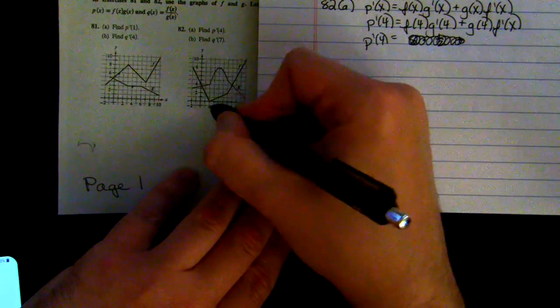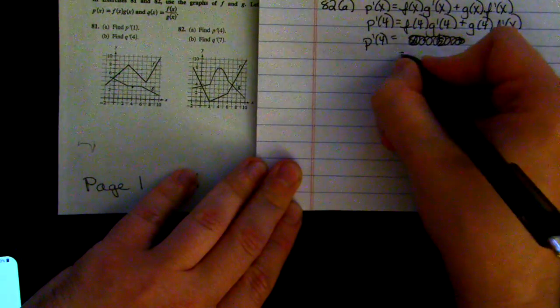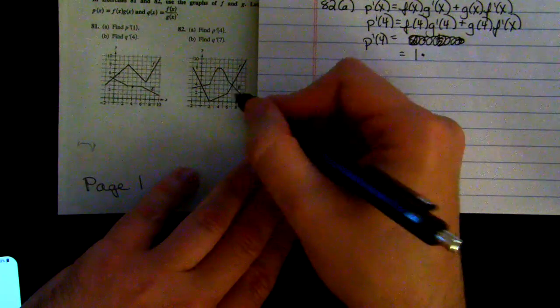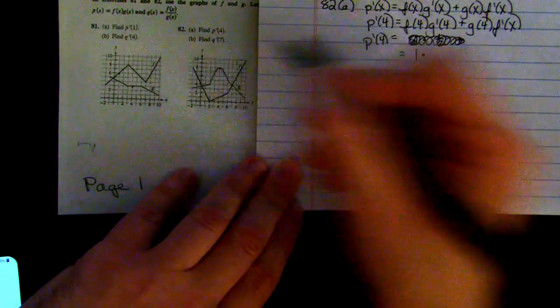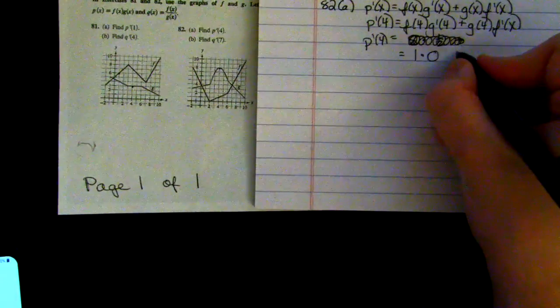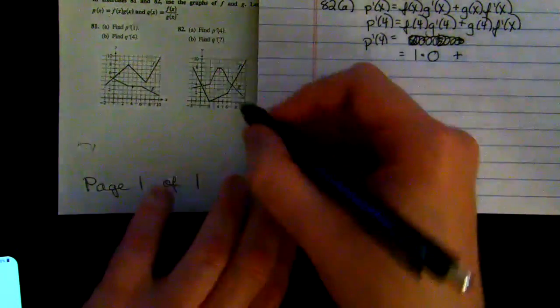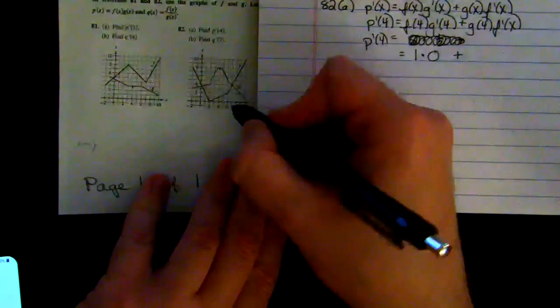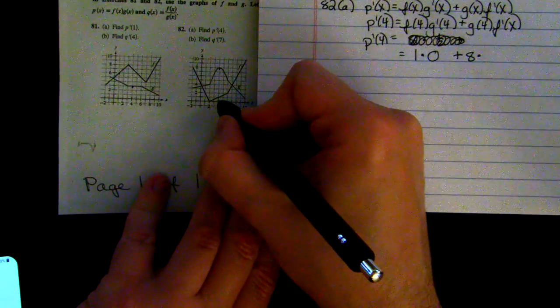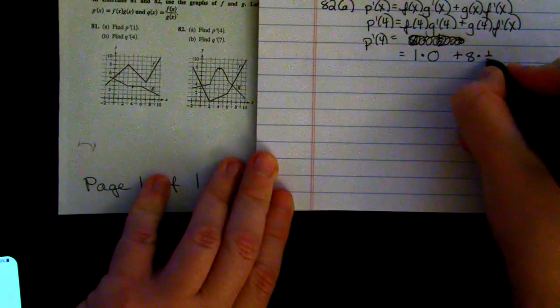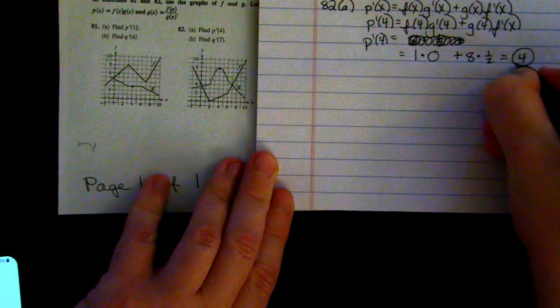F of 4, the f function is this one over here. F of 4 is 1. G prime of 4 is this one over here. What's the slope of this? Well, even though it's curved, that's okay. It's at the top, horizontal tangent, that slope is 0. Plus g of 4. Okay, that looks like 8. And f prime of 4, slope over here is going to be 1/2. You should have sent in, hopefully, 4 for your slope. You go do B and send in the answer for that one.